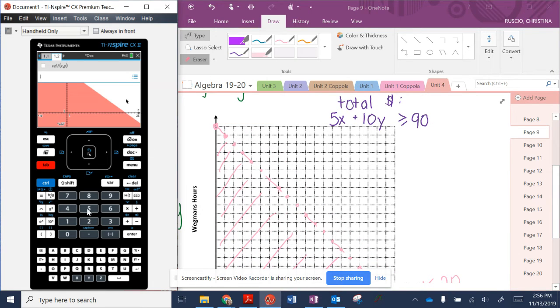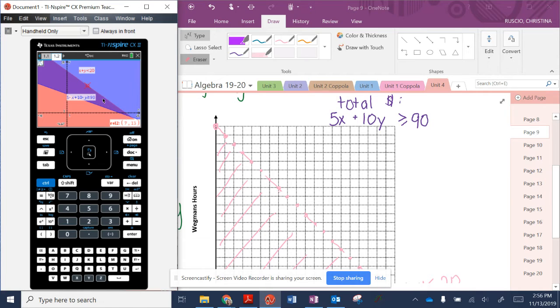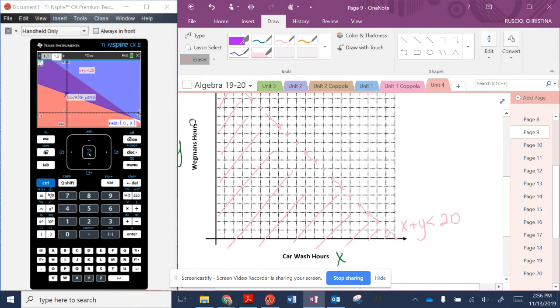Next, let's graph 5x plus 10y is bigger than or equal to 90 bucks. Ooh, this is nice. Okay, so let's menu. Let's trace it. Graph trace. Oh, bummer. It took me to my other inequality. I'm just going to use a down arrow to get to where I want to be over here. And as you can see, that's kind of confusing. I can't move it. I don't know why I can't move it. But there it is. 0, 9 is my first value of my purple inequality.